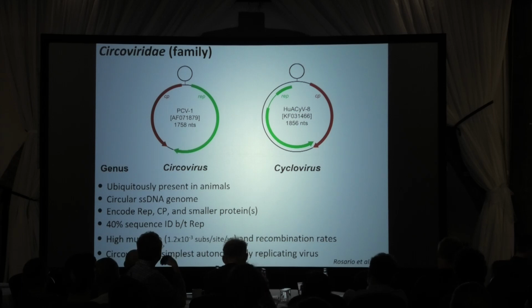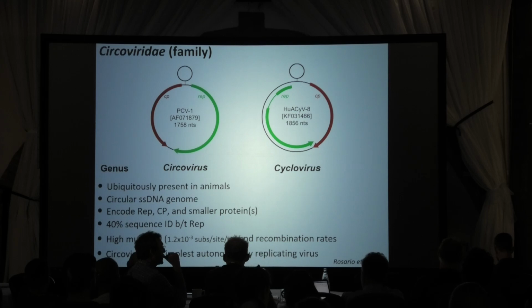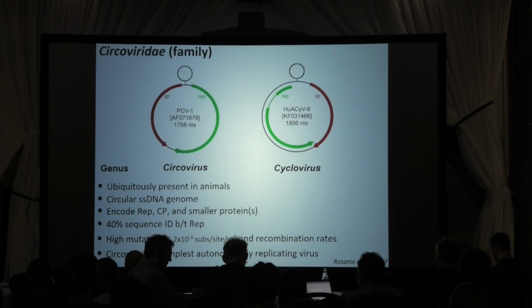As I said, they have circular single-stranded DNA genomes. Both encode two major open reading frames, a replicase, which is the topic of today's talk, and a capsid protein. Now, interestingly enough, despite the fact that the two genes are transcribed in different directions in the two genomes, they share more than 40% sequence identity. So they are homologous to one another. They both have high mutation rates and recombination rates, and that's believed to be due to the replicase.